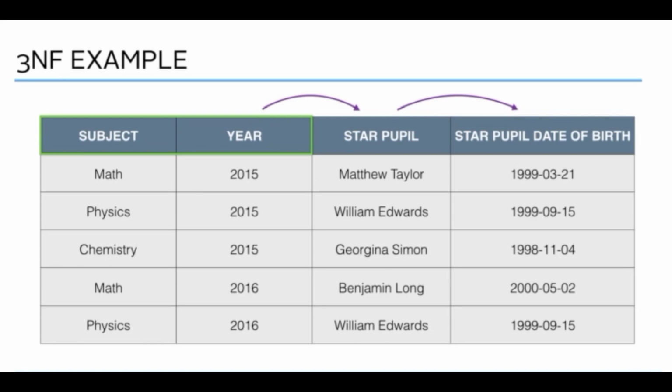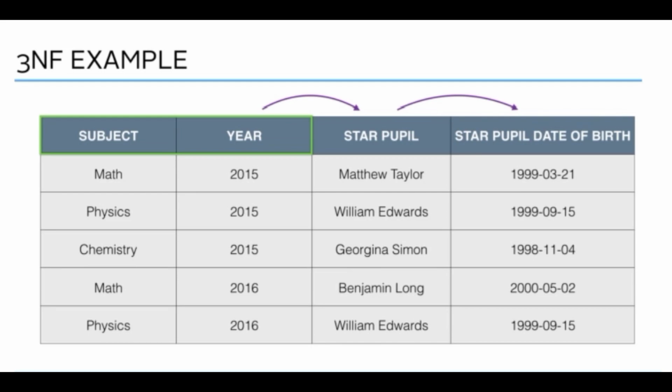And we also have a primary key. So our primary key is subject plus year. So we can't just have subject, because if you see here we have math 2015 and math 2016, and we have a different star pupil for each year. And similarly we can't just use year, because we can see we have 2015 entered 3 times, 2016 entered twice, so this year is not unique. We need the subject plus the year to be able to uniquely identify each row within this table.